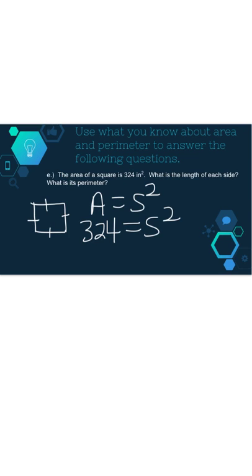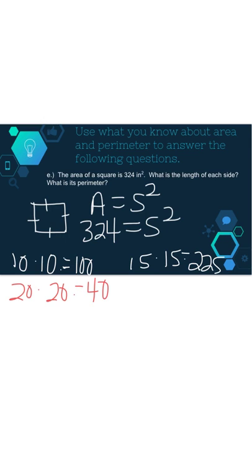So if you start easy, you know that 10 times 10 is 100. So we know that the number is going to have to be bigger than 100. So if you use your calculator and try other numbers like 15 times 15, you would get 225, which means we have to keep going. If you try 20 times 20, you would get 400. And that's too much, so we know it has to be somewhere between 15 and 20. So if we try 18, 18 times 18 is actually 324, and that would be our answer. So just one side is 18 inches.